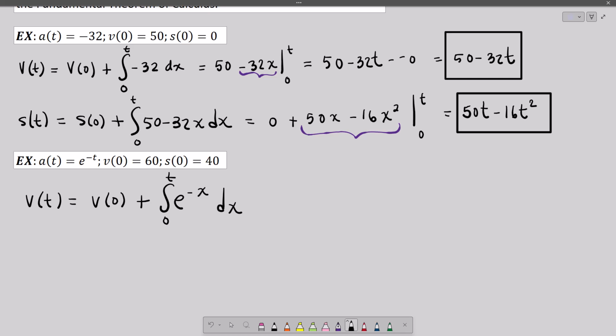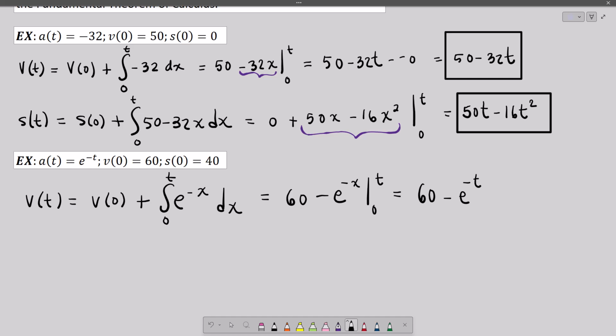So v of 0 is 60, that's given. And then we integrate, okay, let's be careful. The integral of an exponential is itself. But then we look in the exponent position. The derivative of the exponent is -1, so we divide by -1. So this is going to make it 60 minus e to the negative x. And that's evaluated from 0 to t. So then we're going to have 60 minus e to the minus t.